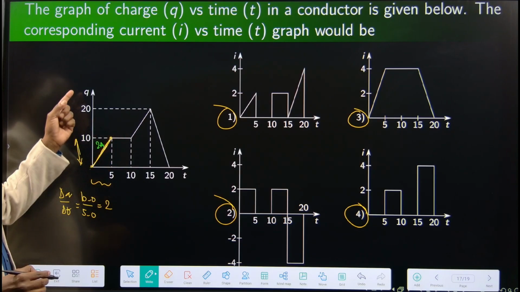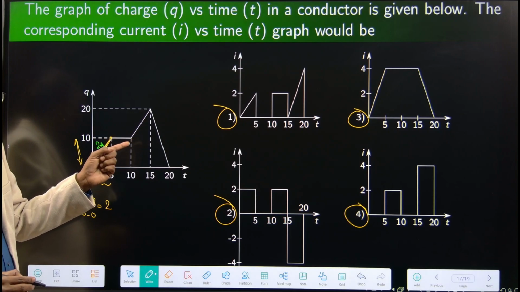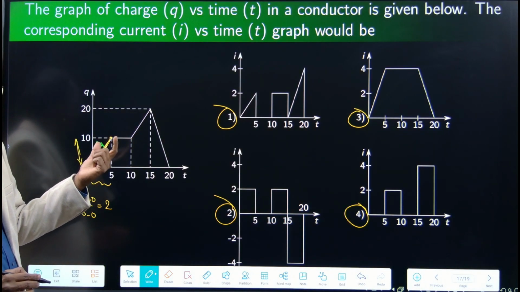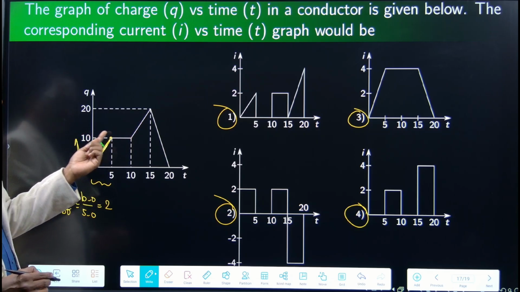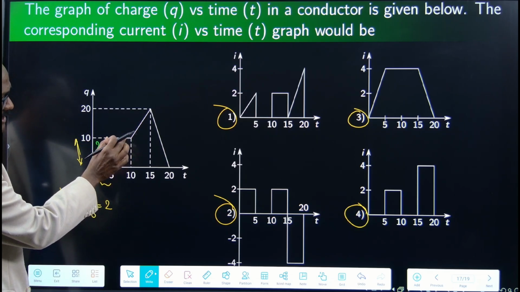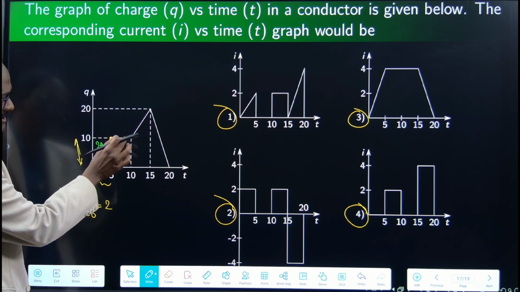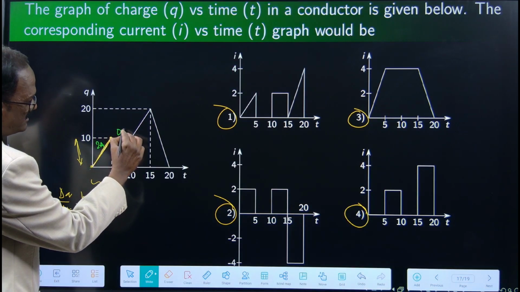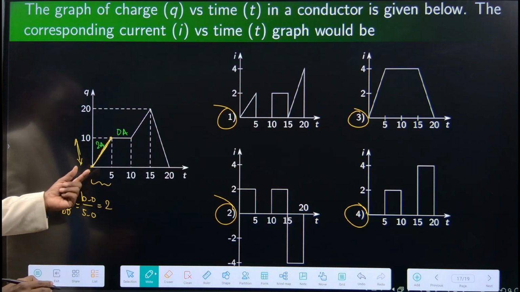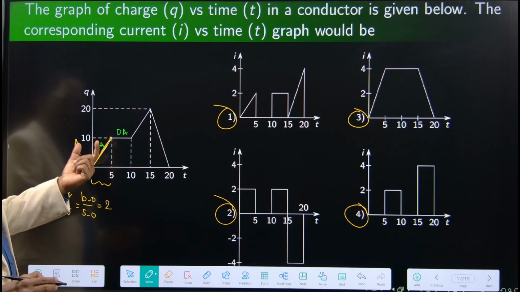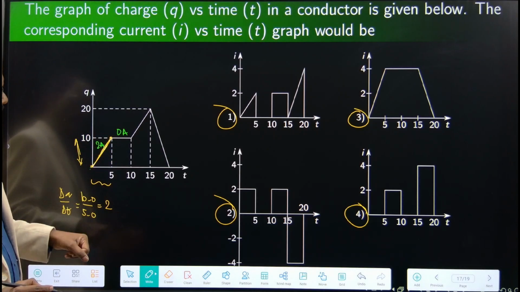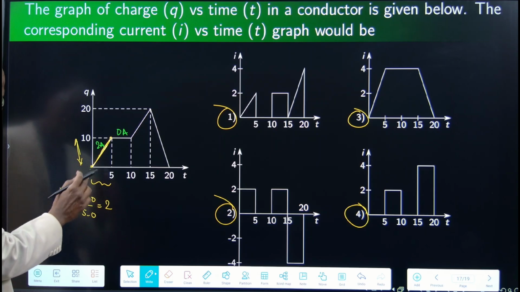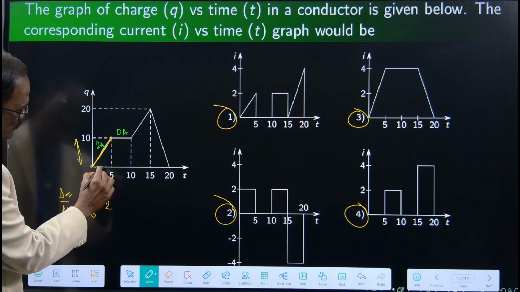In this region, q is constant. Like in the previous problem, if q doesn't change, the current will be 0, dq by dt. Or we can find, if you write delta q, final charge is 10, initial charge is also 10, 10 minus 10 is equal to 0. So here current value is 0 amperes. So 0 to 5, 2 amperes, 5 to 10, 0 amperes. Using these two values, we can find the nearest one. 2 amperes. This is constant. At every instant, 2 current value.